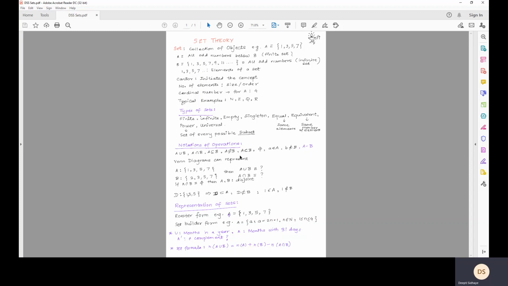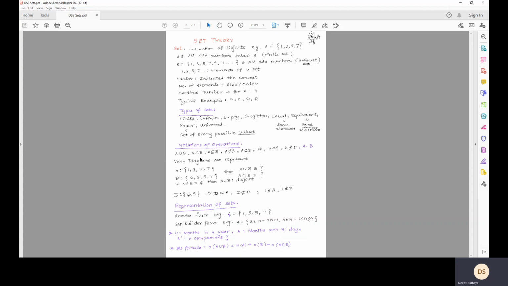Now there are certain operations, and these operations have certain notations. For example, this represents A union B. As the name suggests, union basically means combining the elements. So for example, if set A is given by {1, 3, 5, 7} and set B is given as {2, 3, 5, 7}, then what will be A union B? Correct. All the elements, that is 1, 2, 3, 5, 7.